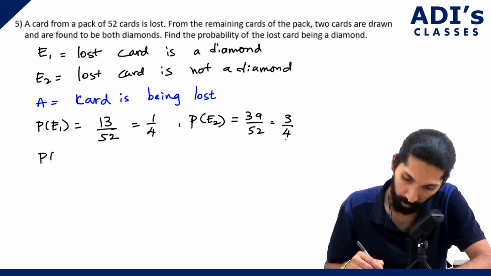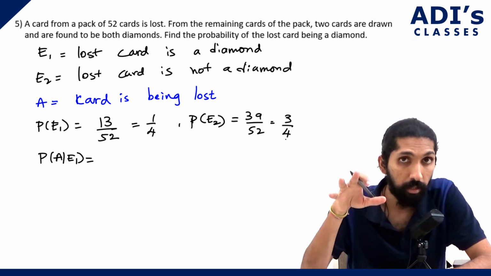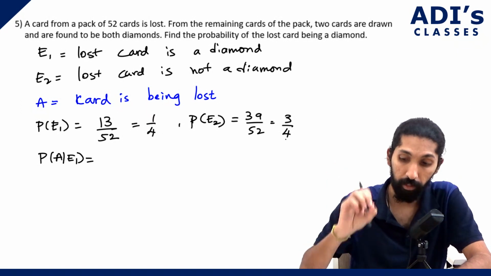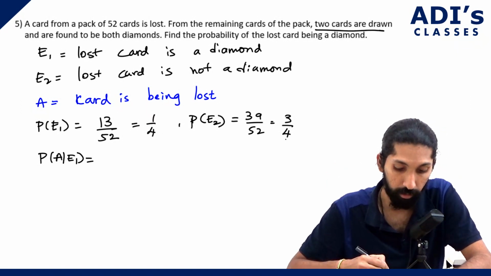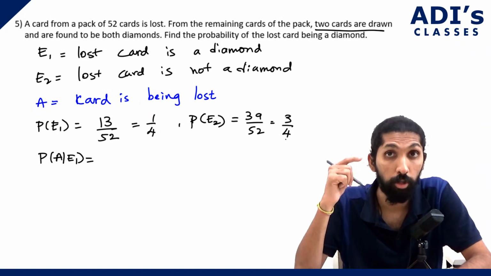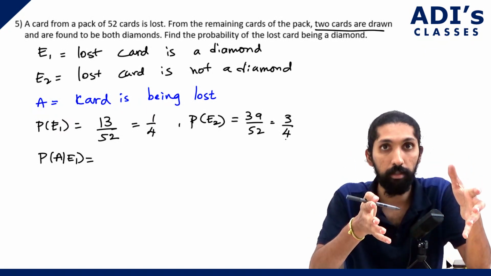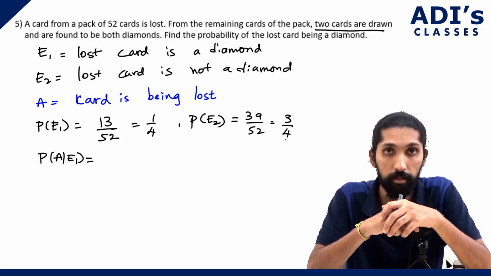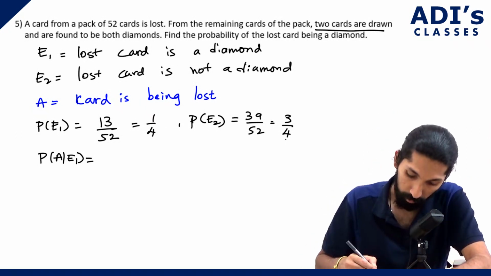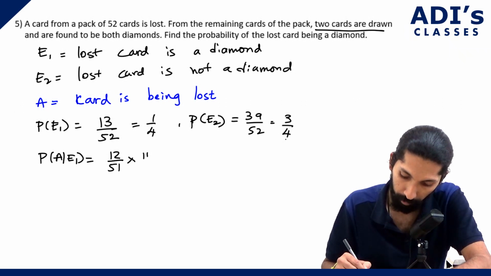So P of A given E1. That is, the card is being lost and that card is a diamond. So what are we looking at? The card is being lost, but how many? 2 cards are drawn and are both found to be diamonds, correct? So now that one card is lost, out of 13 diamond cards, now we have only 12 cards, isn't it? 12 diamonds are there, out of how many? 51. So this is going to be 12 by 51 into 11 by 50.